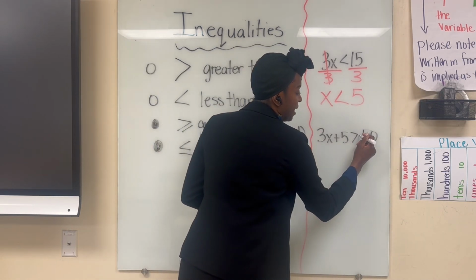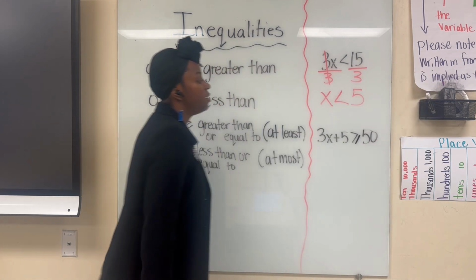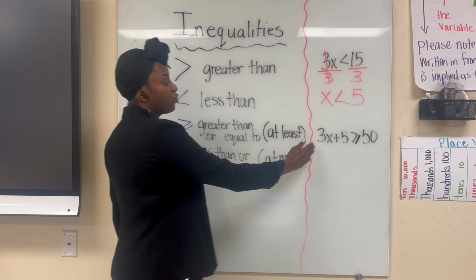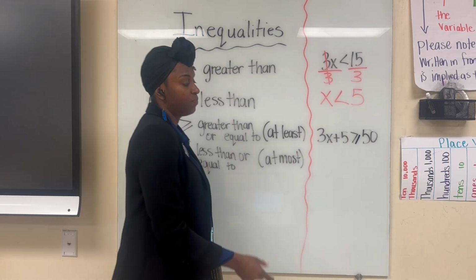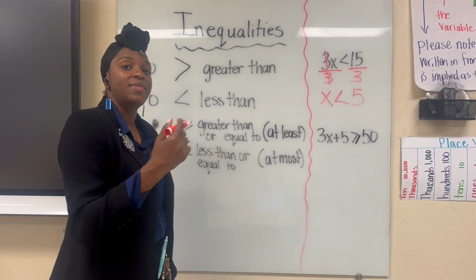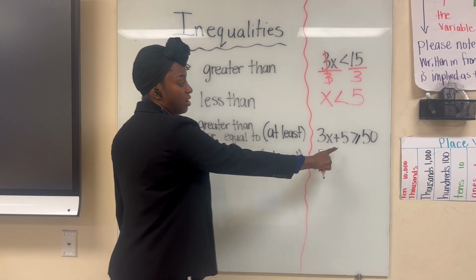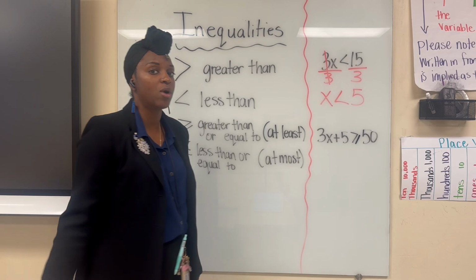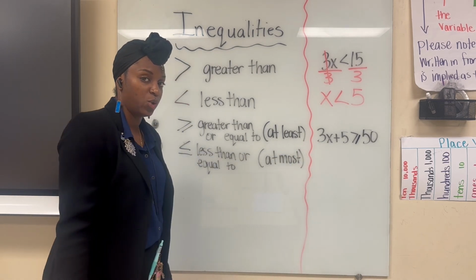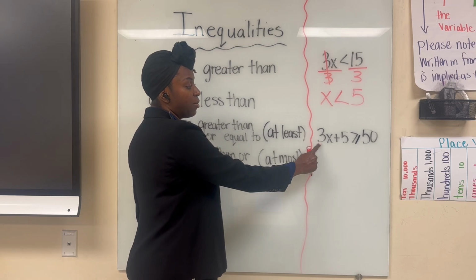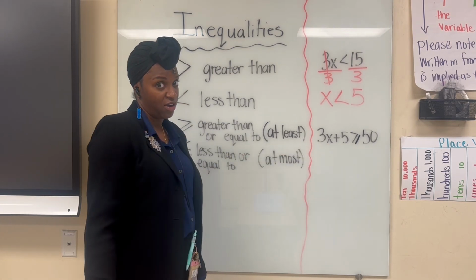We're going to add an or equal to sign to this inequality. So now it reads 3x plus 5 is greater than or equal to 50. Now that we have a two-step inequality, we're going to have to get rid of the constant before we can do anything with the coefficient. If you're unfamiliar with the word coefficient, it is the number in front of the variable. It is the number that we multiply by the variable.